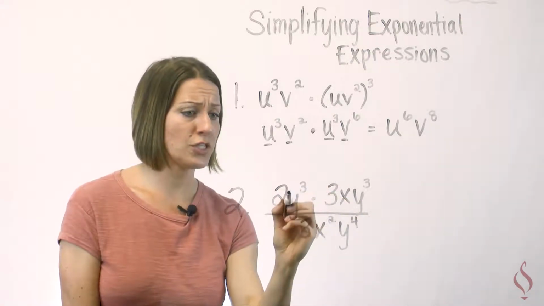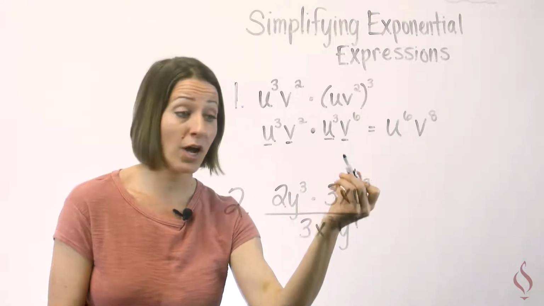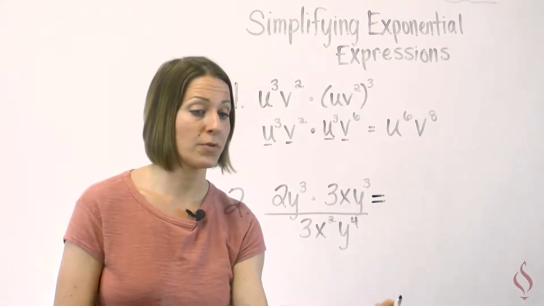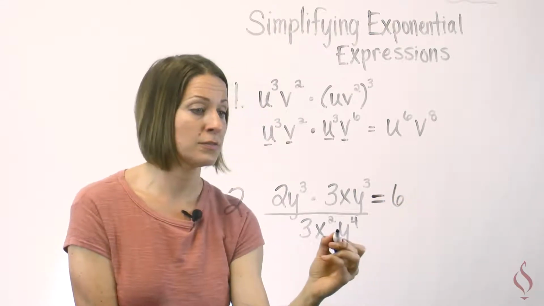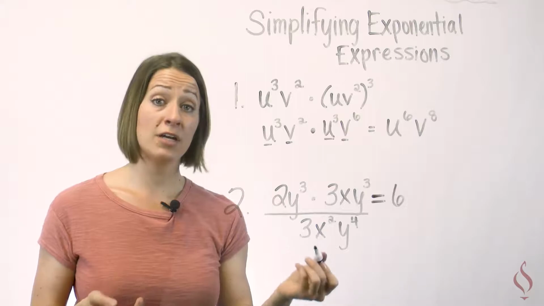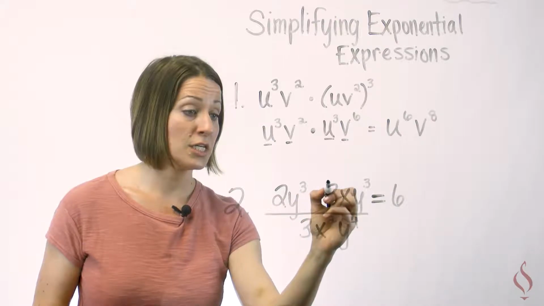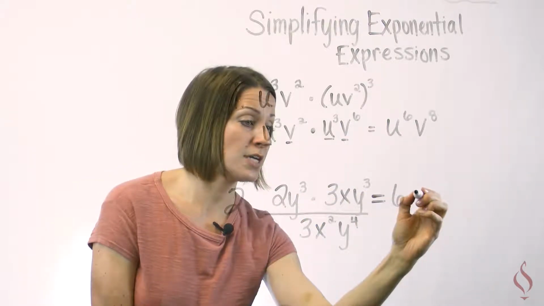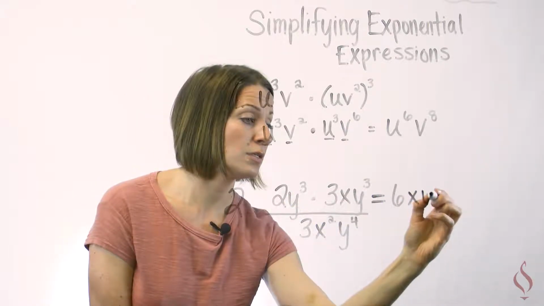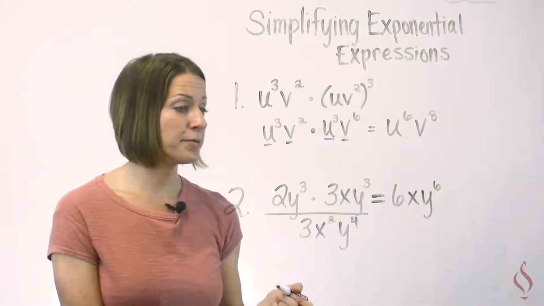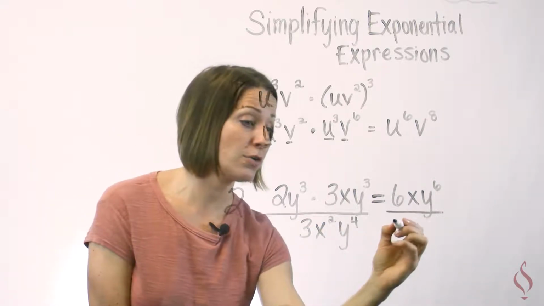Okay, so what we're going to do first, because all of these are just being multiplied, we can use that product rule again. Okay, the coefficients, the 2 and the 3, will multiply to get 6. Okay, we do need to keep the letters in alphabetical order, so even though there is not an x in this first expression, we still need to write the x from the second one. And then y cubed times y cubed is y to the 6th power. And then I'm just going to move this same denominator over.